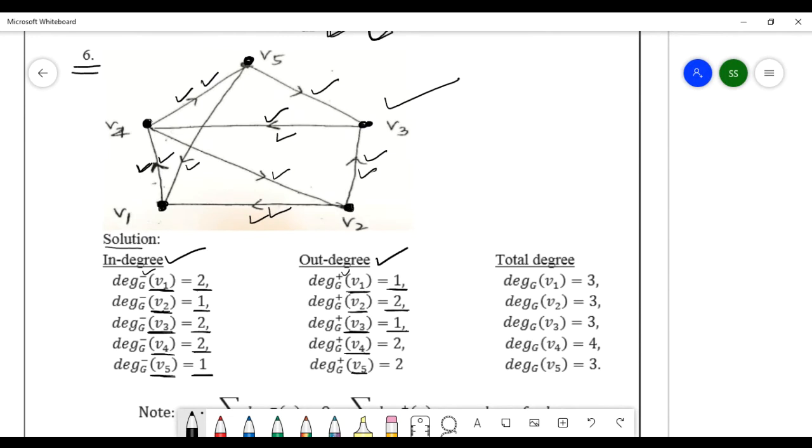Out degree of vertex V4. From vertex V4, how many going? This going here and this going here, 2. So 2 here. And out degree of vertex V5, V5 is here. This going and this going here, 2. Out degree of vertex V5 is 2. See this. Is it clear or not?